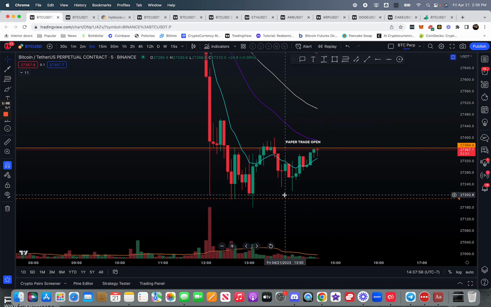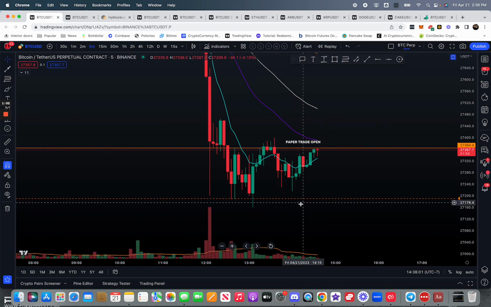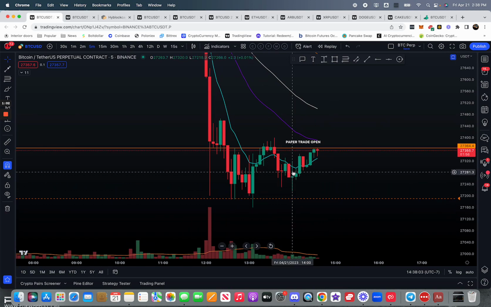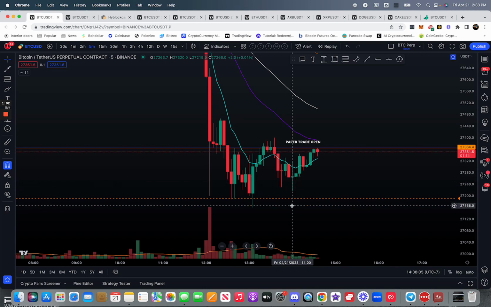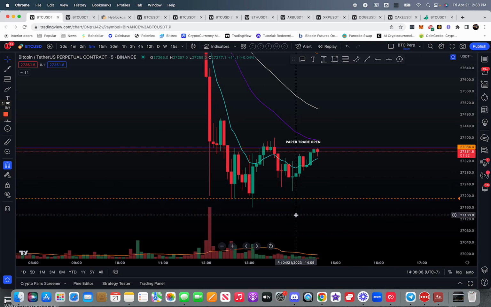Doesn't mean that you can't have double bottoms that are equal, or even double bottoms where the right side will have a wick. Now that wick is a liquidation wick.